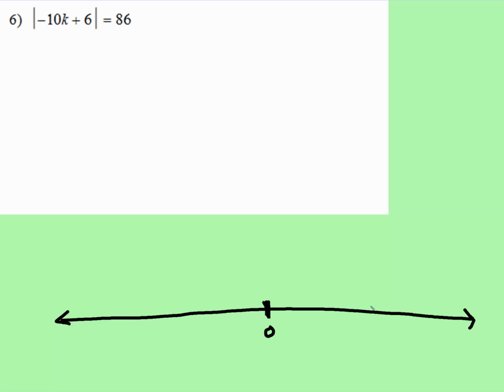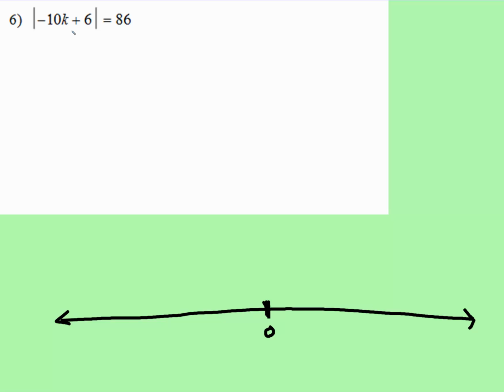When working with absolute value problems, you really need to keep in perspective the idea of what absolute value is. So absolute value means distance, and distance is always a positive value. So distance from zero, specifically.